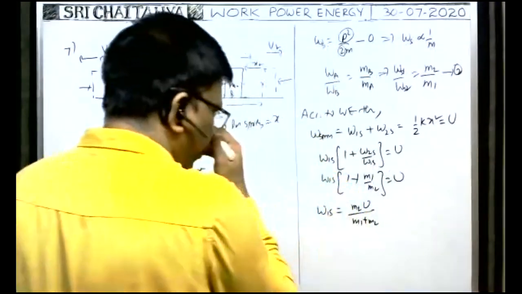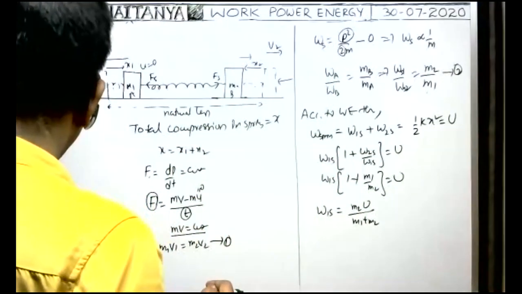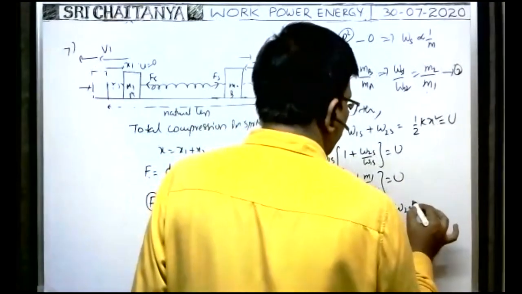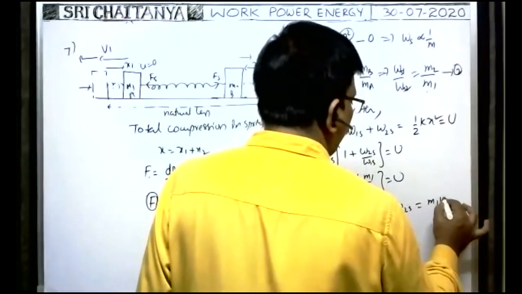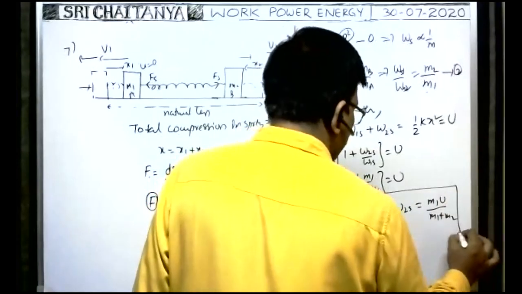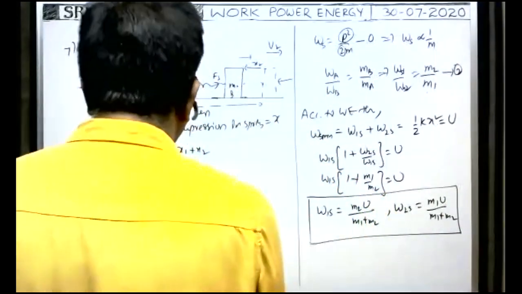It is the work done on the first block. Similarly, work done on the second block by the spring is equal to M1U by (M1 plus M2). These are the work done.